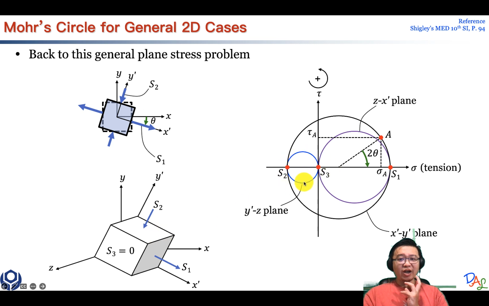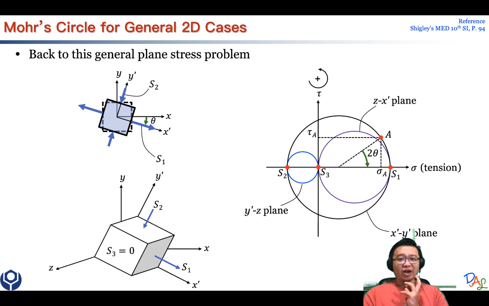This one is the Mohr circle along the y prime z plane, and it shares S2 and S3, which is 0. The other one is the Mohr circle along the x prime z plane, basically the top plane, and along this plane it shares S1 and S3, which is 0, so this circle. So when you are doing a 2D analysis, always think about what's going to happen along the third direction.